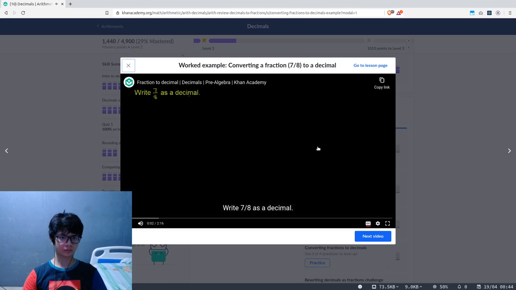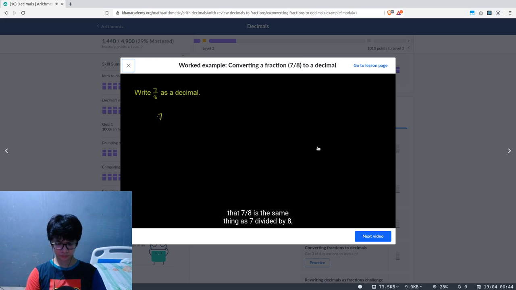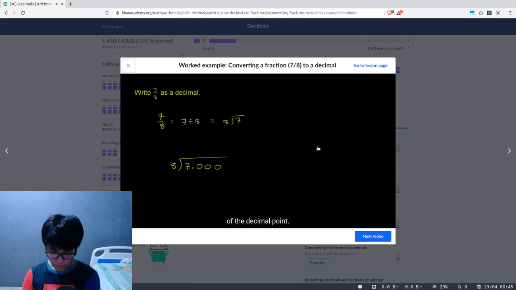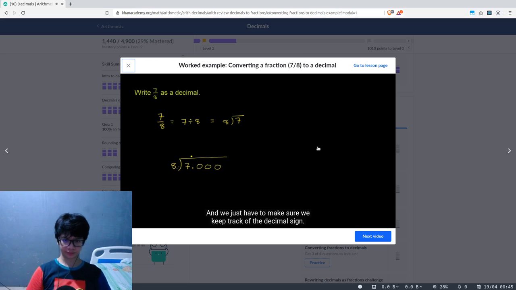Write 7/8 as a decimal. The main realization here is that 7 over 8 is the same thing as 7 divided by 8. These are different ways of writing the same thing. So let's actually divide 8 into 7. I'll do it down here just so I have some more real estate to work with. I'm going to add a decimal point here because we know that this value is going to be less than 1. 7/8 is less than 1. We're going to have some digits to the right of the decimal point. And then we start dividing. This really turns into a long division problem.